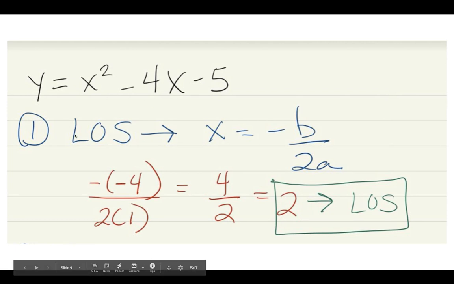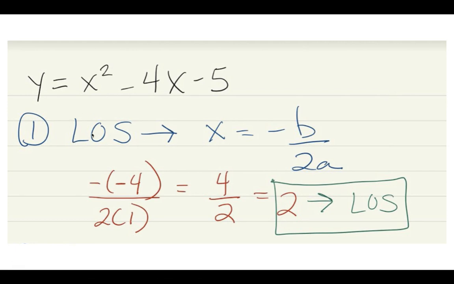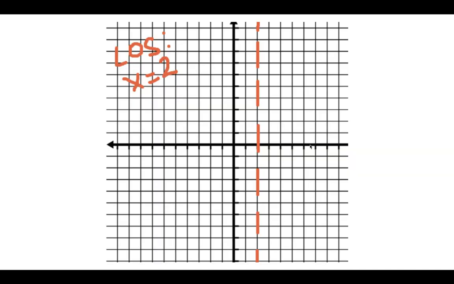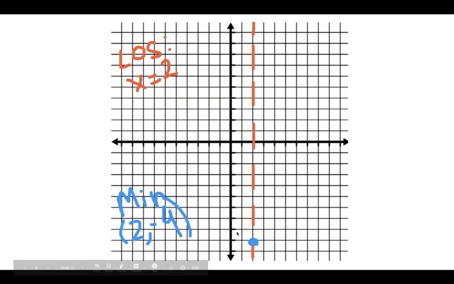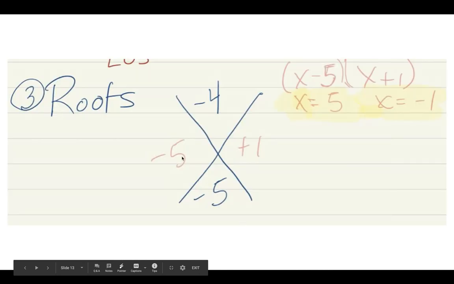Another example, again, the first step we're going to do is find the line of symmetry, the mirror point. Opposite of b divided by 2a, I got a line of symmetry of 2. I graphed using a dashed line where x equals 2. Using the line of symmetry, we plug it into the original equation, solve, I have a y value of -9. Line of symmetry, the solution is my vertex. I used a blue dot, it is a minimum at the point 2, -9.